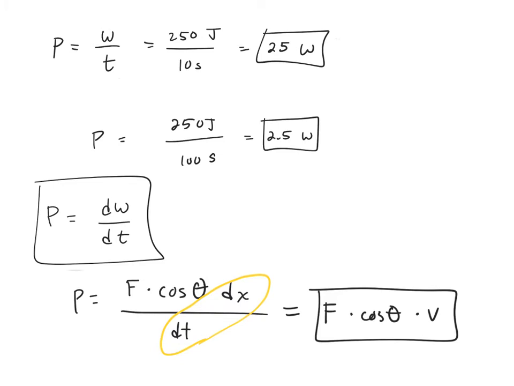Chip. I was just going to ask when you're doing dW, why you're not taking the derivative of cosine?